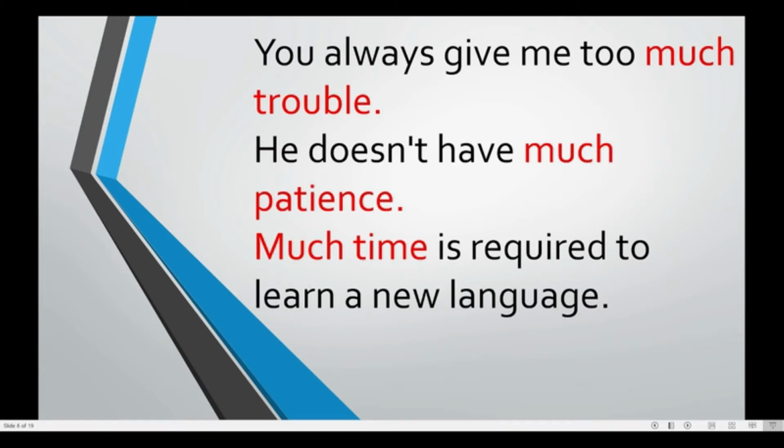You always give me too much trouble. Here we use much with the trouble because trouble is an uncountable noun. Likewise, in the next sentence, he doesn't have much patience. We use much with patience because patience is an uncountable noun. Now, the next example, much time is required to learn a new language. In English, time is uncountable. Therefore, we use much with it.